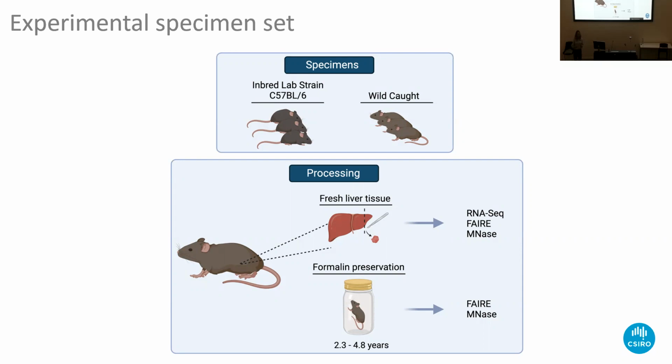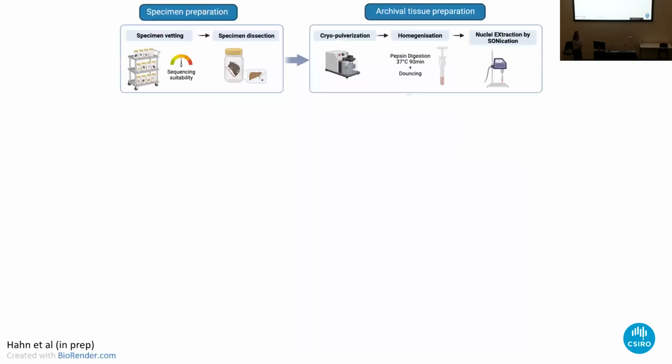So we created this bank of specimens by taking fresh liver tissue. Each of these has a matched fresh sample that we can compare our archival signal to. Then we formalin preserved them, just like we do our museum collection specimens, and put them in the vault for between 2.3 and 4.8 years. So these are properly fixed specimens, done the way we normally do it, and we know exactly how we did it. And then we put them through our fresh assays as well as our archival assays.